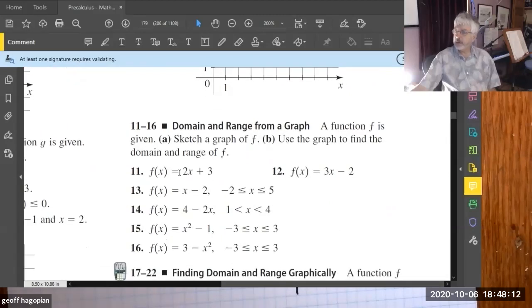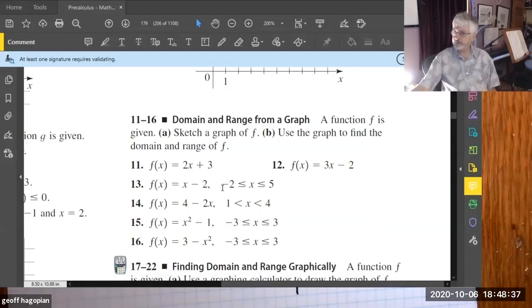Okay, so if you have a linear function, then the domain and range are all real numbers, right? Provided it's not a horizontal line, which is technically linear, in which case the range is just that one value, right? The domain is all real numbers, but the range will just have one value in it. If it has any non-zero slope, like here 2 is a slope, then the domain and range are both all real numbers.